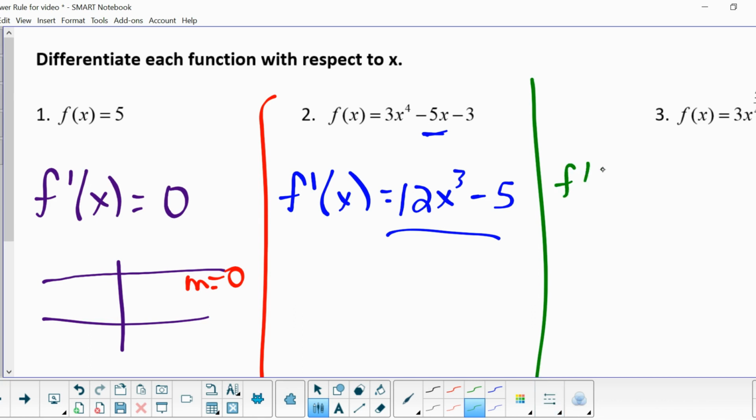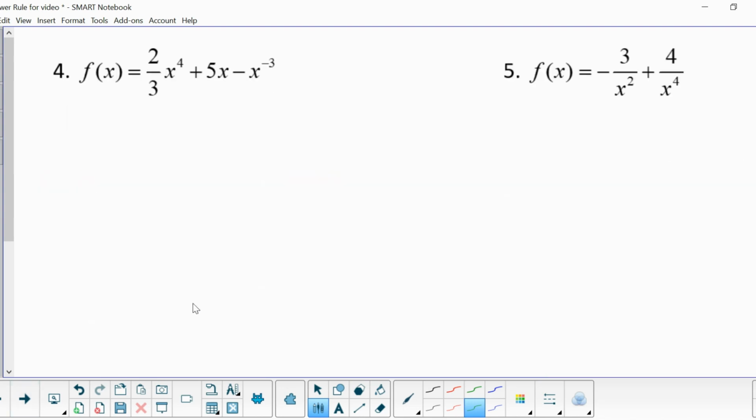Okay. Derivative of this one doesn't happen any differently than the other ones. 5/4 times 3 is 15/4. Subtract 1 from 5/4, and you get 1/4. 1/4. So that's the derivative of 3. Okay, 4 and 5.